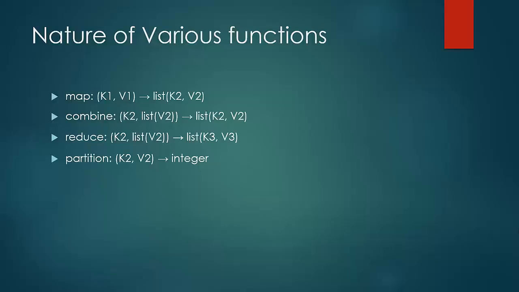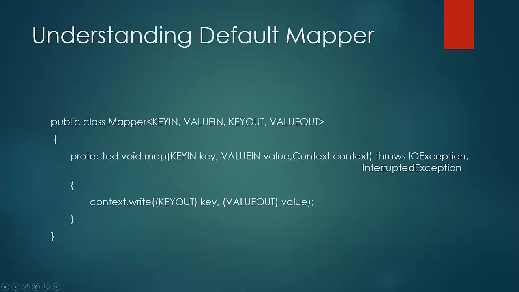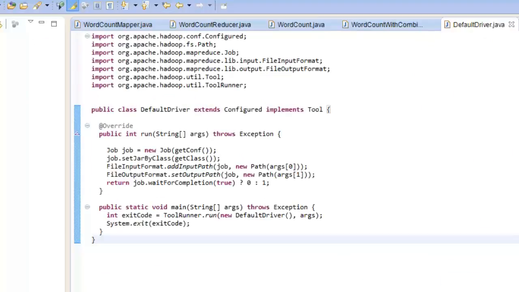For now, let us perform an experiment. Let us try to run our driver program with minimal job configurations and see what it does. So here is our default driver class. As you can see, there is no job configuration put in this class. We haven't specified the map class, the reduce class, nor the combine class, neither have we specified the input data types nor the output data types. We have just set the input path and the output path. Let us try to run this and see.